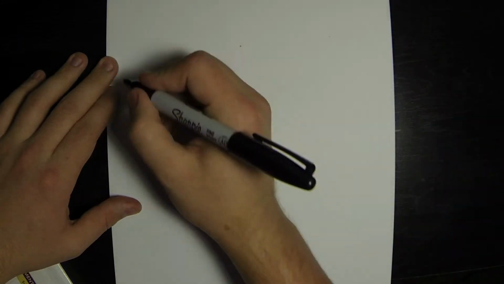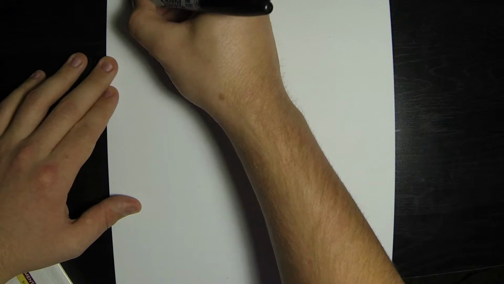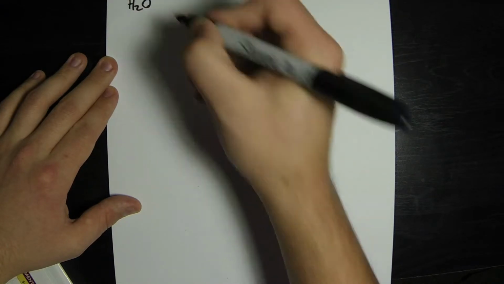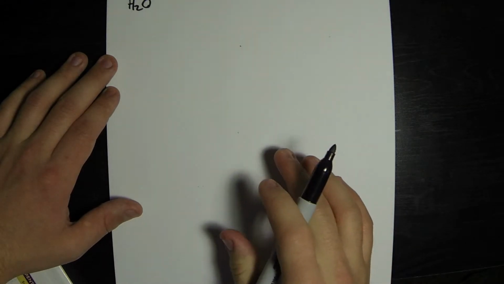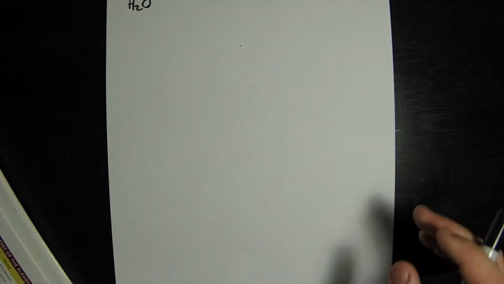concept down. So let's go ahead and start off with water, which is H2O. The first thing you need to do when you're approached with Lewis structures is find out what the valence electrons are. This is all based around valence electrons.